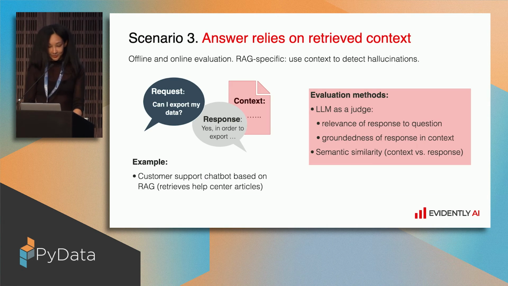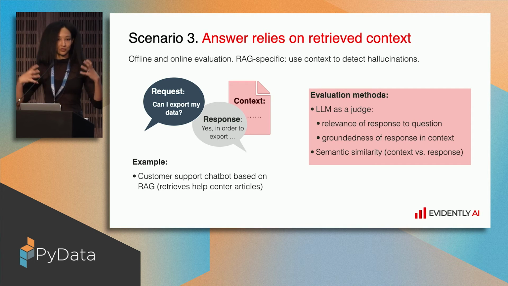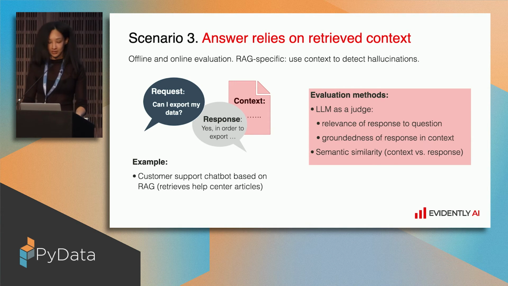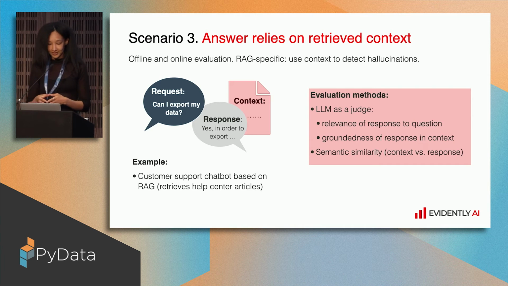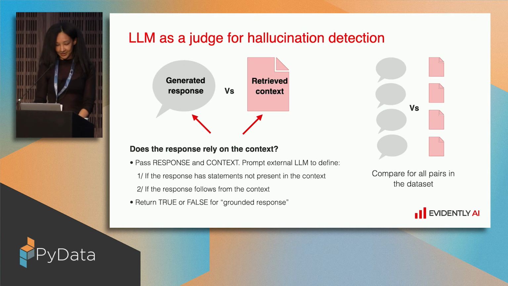Well, let's move on. Sometimes we build a RAG-based application where our answer relies on the retrieved context, right? So for different contexts, it would be different answers. Here you can use more evaluation methods like LLM as a judge, where we can try to check whether our response was relevant to a question or not, or whether the response was grounded. I mean, it really depends on the context. Let me draw some examples here.